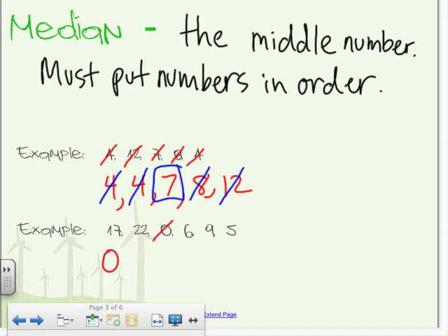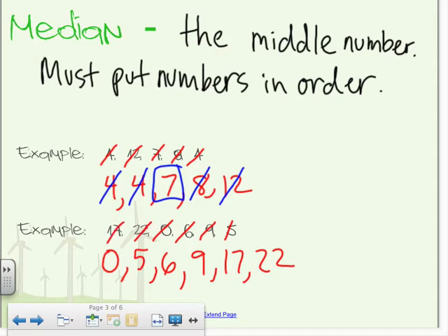So again, I'm going to cross them out as I write them down. Putting them in order. Make sure I have them all. There's 1, 2, 3, 4, 5, 6, and I have 1, 2, 3, 4, 5, 6 numbers. Okay. Now this time, since I have an even number of numbers, I go to cross them out. Now all of a sudden I have 2 numbers in the middle.